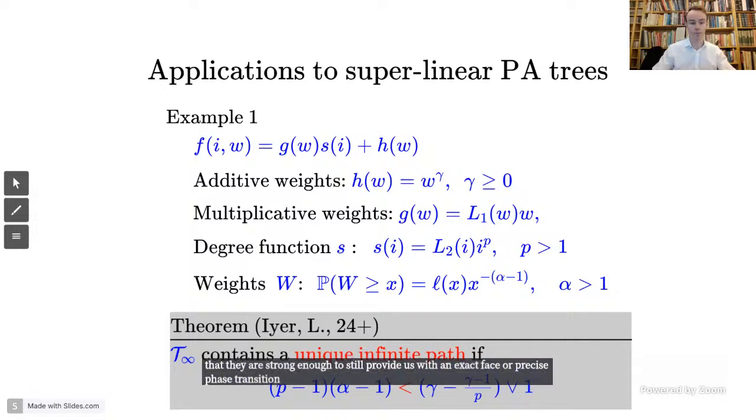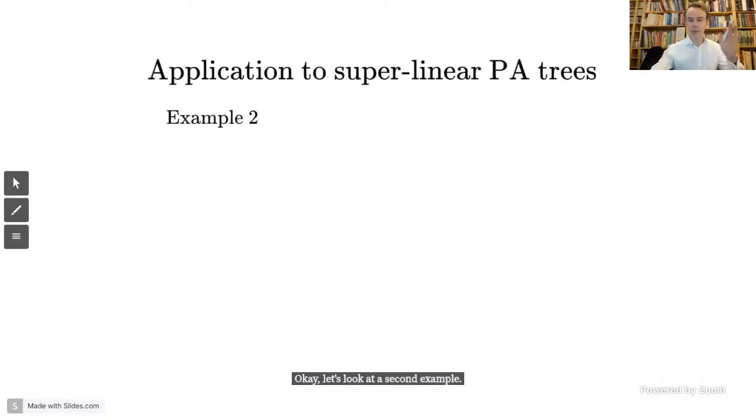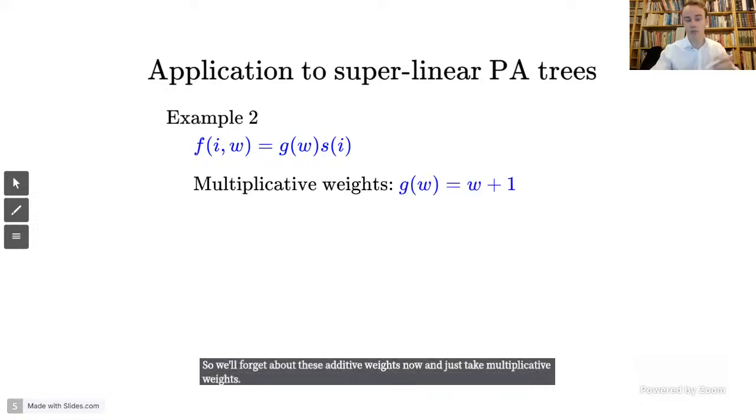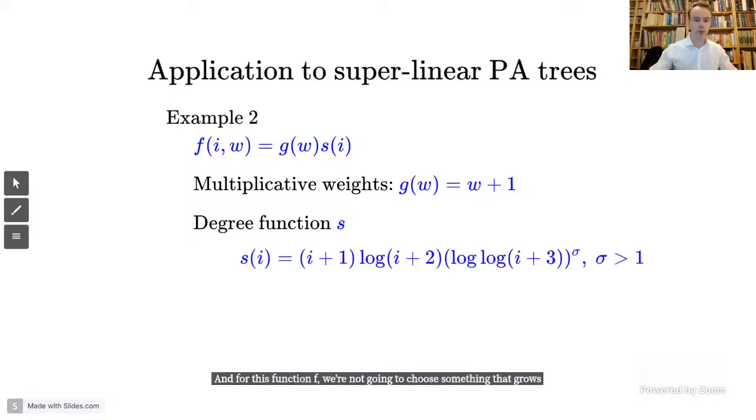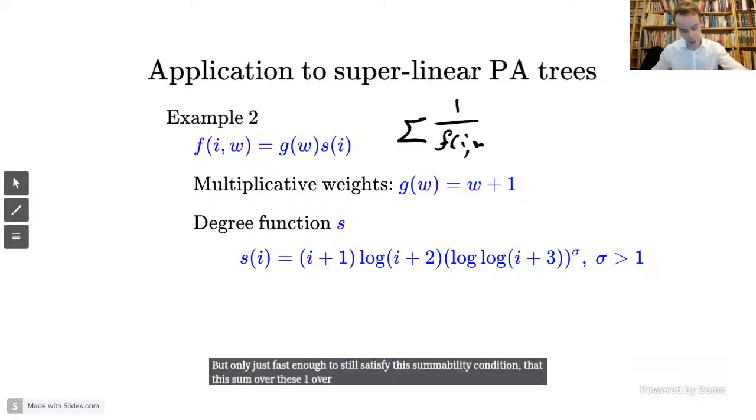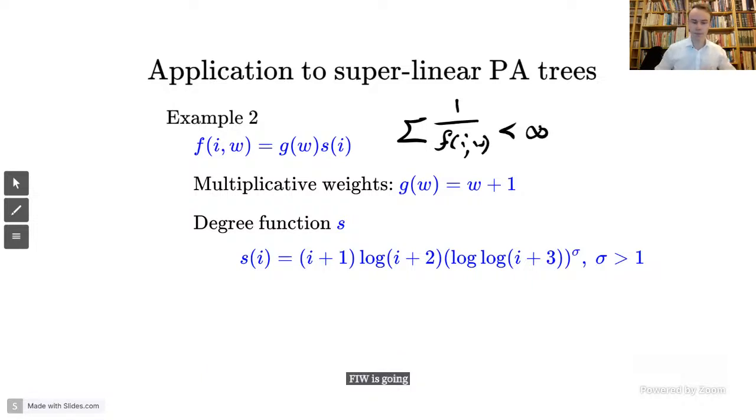Okay, let's look at a second example. We'll forget about these additive weights now and just take multiplicative weights, so we'll take them to be linear. And for this function f, we're now going to choose something that grows faster than linear, but only just fast enough to still satisfy this summability condition, that this sum over 1 over f(w) is going to be finite. This is satisfied, but it really does grow very, very slowly.